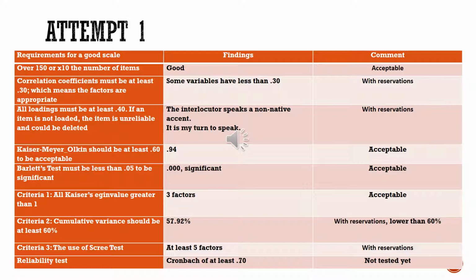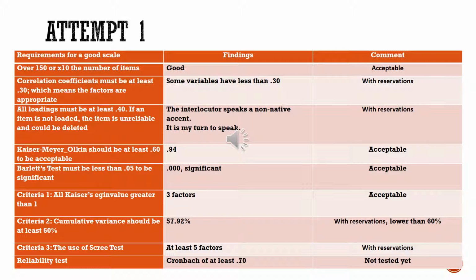With regards to deciding on the number of factors, it's based on 3. First is the Kaiser eigenvalue, which has to be greater than 1. The criteria 1 is showing at least 3 factors, which is acceptable. This is what we'd like, or we predicted in our pre-qualitative analysis. For criteria number 2, the cumulative variance, which should be at least 60%, it's showing 57.92%. So we have reservation with this because it's lower than 60%.